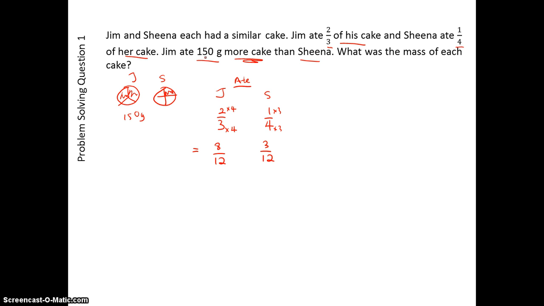So if Jim ate 150 grams more cake, if I take the difference, 5/12, so that means this 5 units is actually 150 grams, because the difference is 150. He ate more. So in that case, I can actually find 1 unit, and that would be 30 grams. And I want to find the mass of each cake. So each cake is 12 wholes, 12 parts. So I find 12 units, and that will give me 360 grams. Okay.